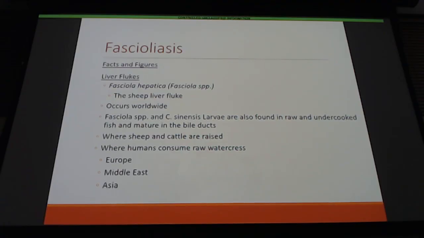This thing is more common usually where you see sheep and cattle raised. Here in the U.S., we don't usually have that problem because our animals are well taken care of. Now, the biggest thing to remember with this one is that very bottom line where it says humans consume raw watercress, Europe, Middle East, and Asia. Watercress is a green leafy vegetable. This parasite swims around and ends up going onto the watercress, and usually we end up eating the watercress, and that's how we end up getting it.